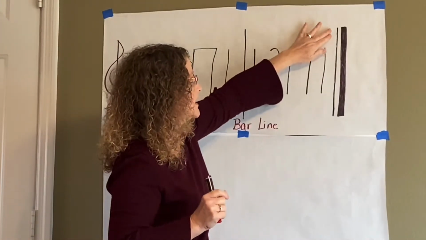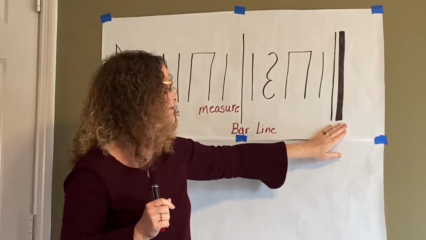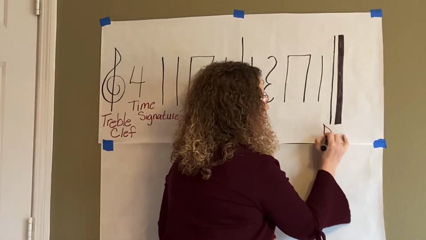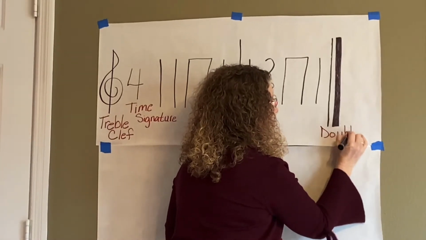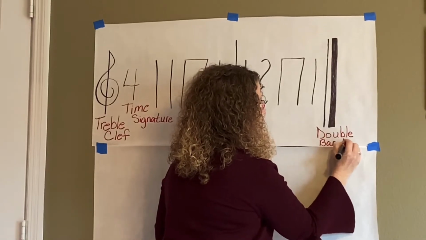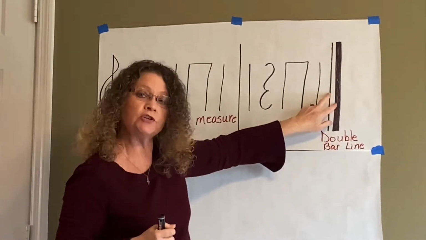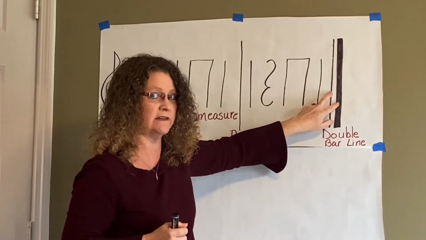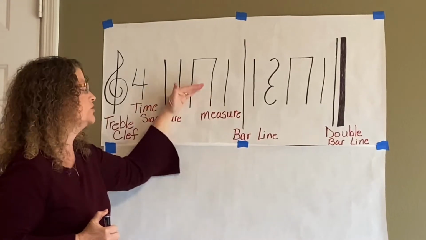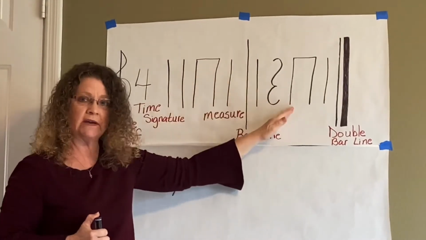We want this symbol right here. Do you remember what it is called? It is called the double bar line. Again, double means 2, and we have 2 bar lines. A regular bar line, when you get to that bar line, you just go straight through it. It is just dividing up your measures.